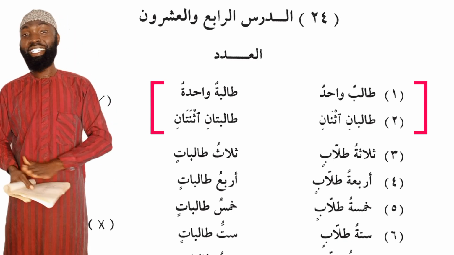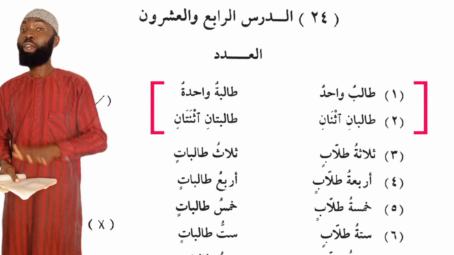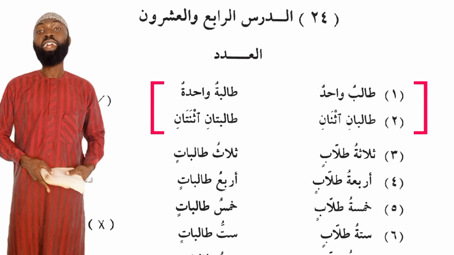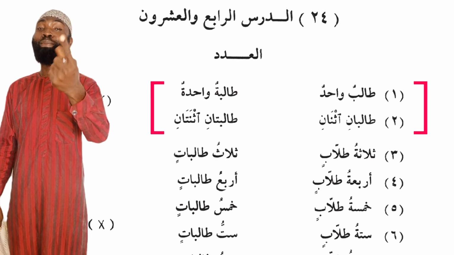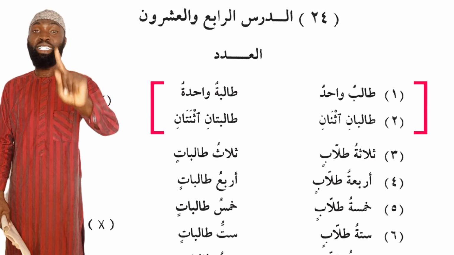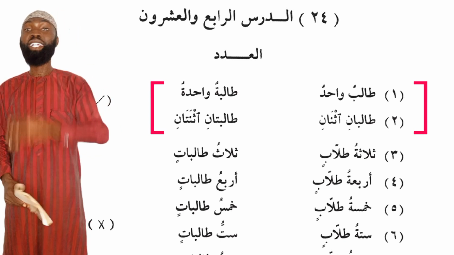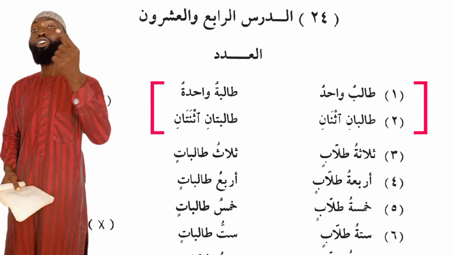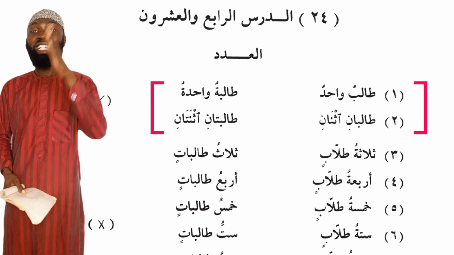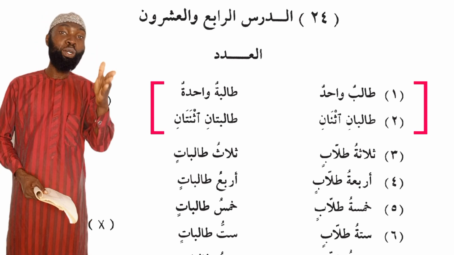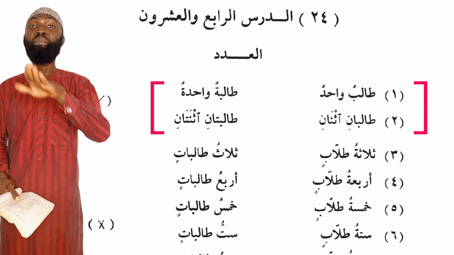If what is being counted is a masculine noun, then the number will be coming in masculine form. Like when I have talibun, a student, it will simply be talibun wahidun, one single male student. If this student is a female student, it will be talibatun wahidatun. The word wahidatun is going in line because it is a feminine word. It is going in line with talibatun.